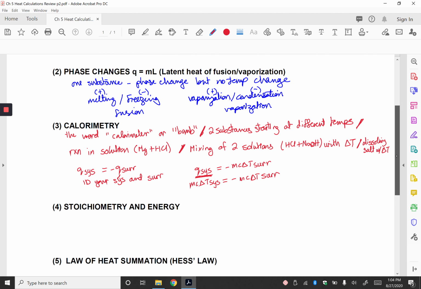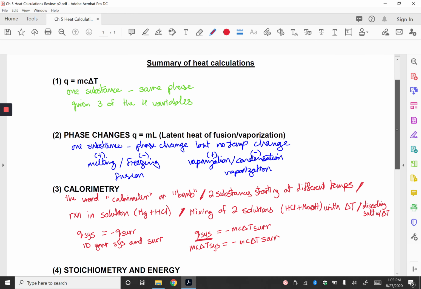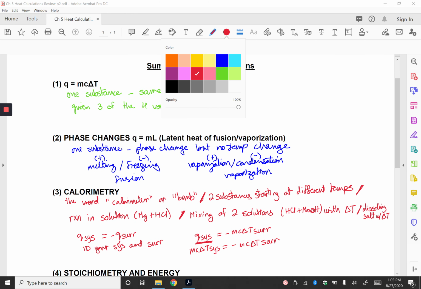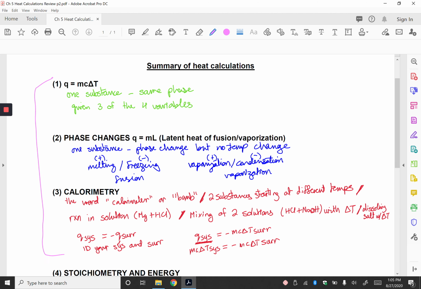All right. Now for all three of those methods, your units for Q or delta H are going to be joules or kilojoules, because for all three of those it's going to be for a certain amount, a certain mass.